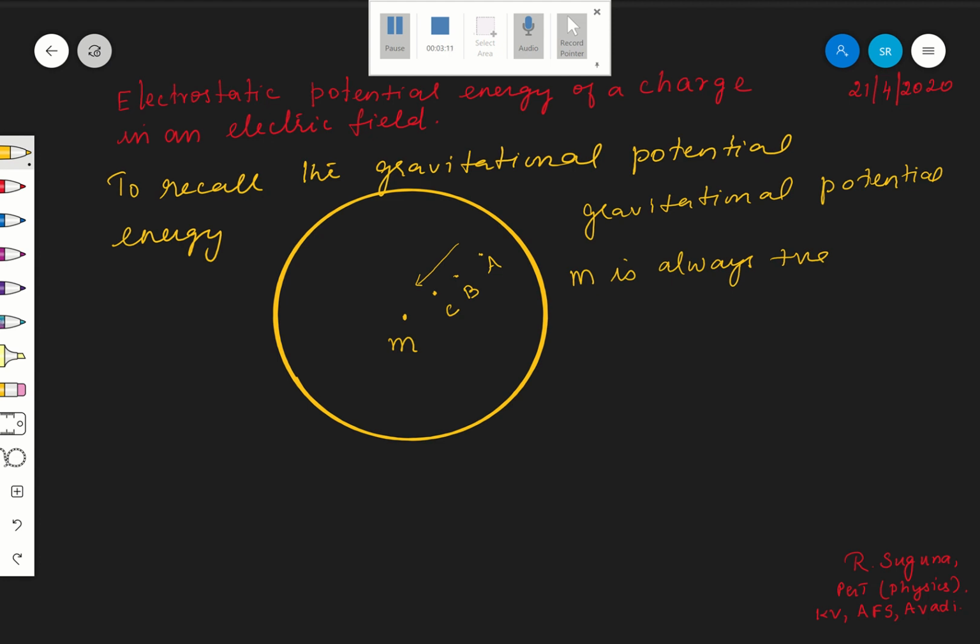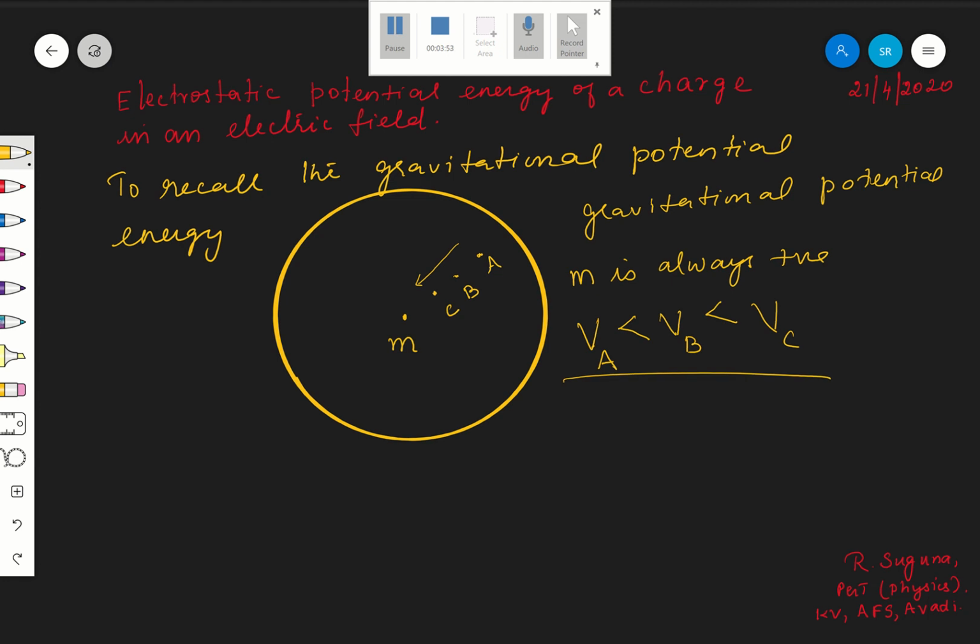Therefore, what is the potential at A? The potential is usually denoted by V. So the potential at A is VA, at B is VB, and at C is VC. Because mass is always positive, unlike charge, the potential VC will be larger than VB, because C is very close to the source mass.